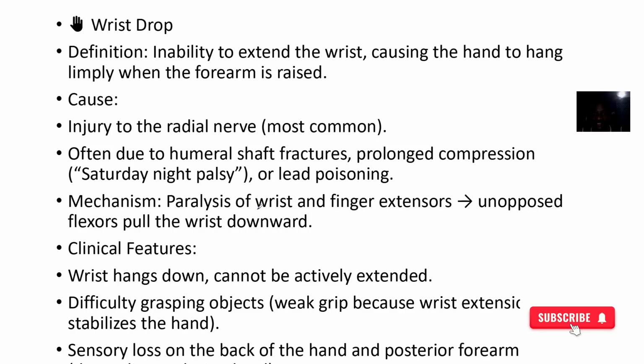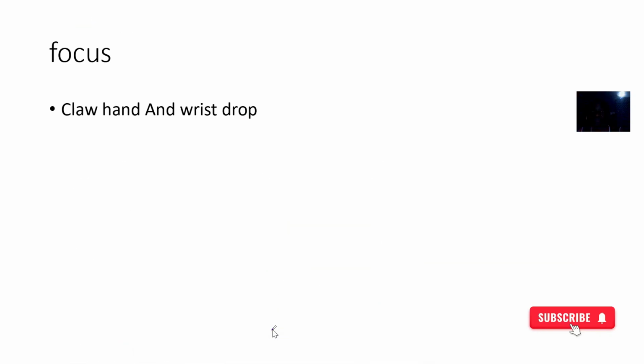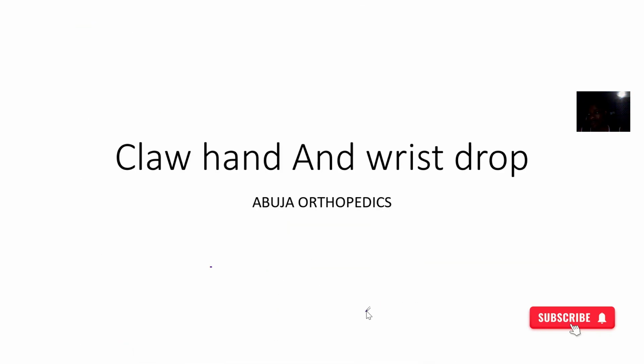So mechanism, there's paralysis of wrist or finger extensors. So there's now unopposed flexor pull, okay, which will now pull the wrist downward. So the wrist is hanging down and cannot be actively extended. So there's difficulties also grasping objects. All right. There's also sensory loss on the back of the hand and the posterior forearm. So for the wrist drop and the claw hand, this is what we got.